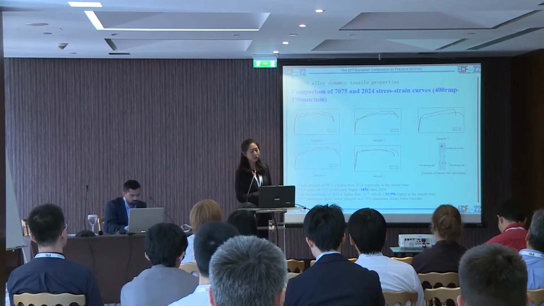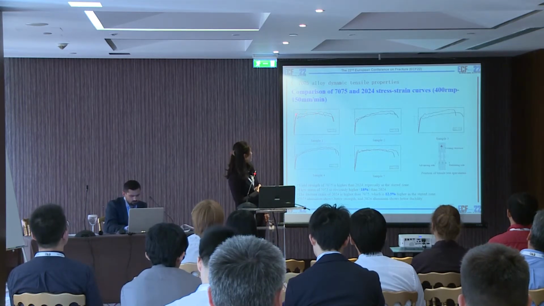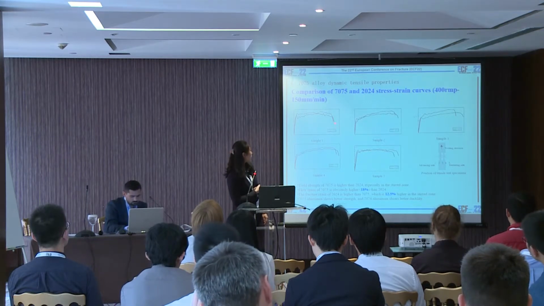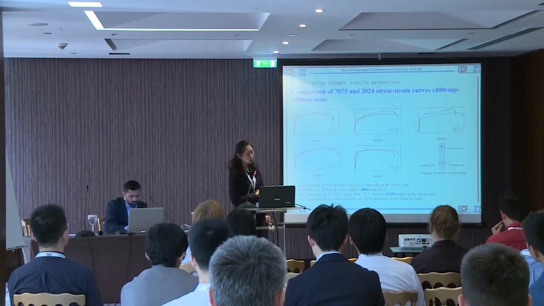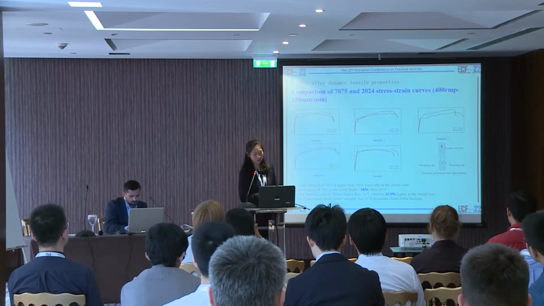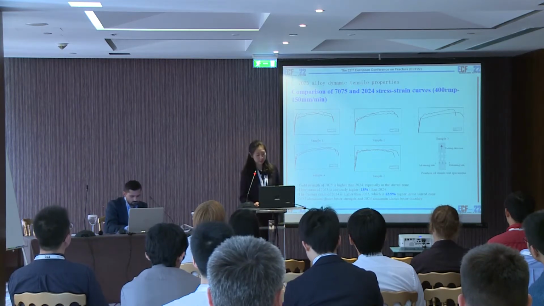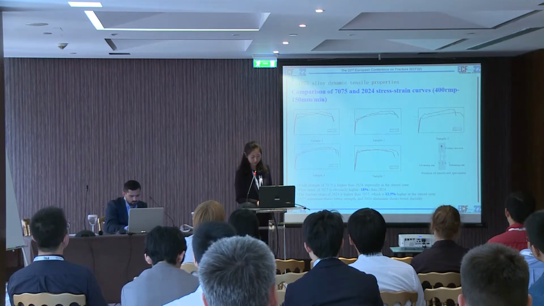And this is the comparison of 1775 and 2024. We can see that the yield strength, the peak flow strength of 1775 is higher than the 2024, but the fracture strain, here and here, of 2024 is better than the 1775. So the 1775 shows the better strength, and 2024 shows better ductility.